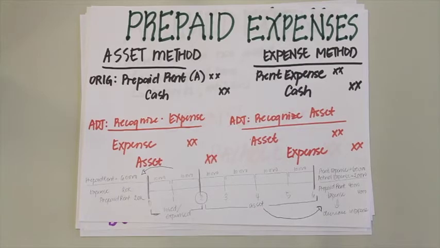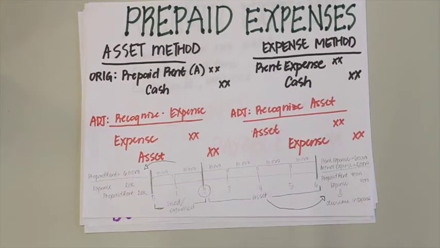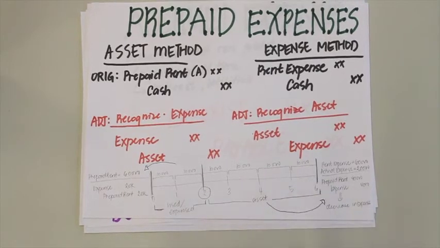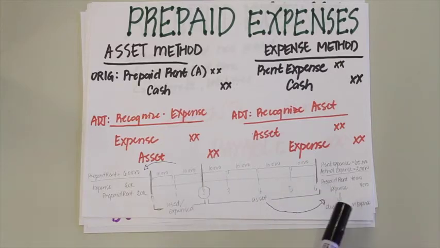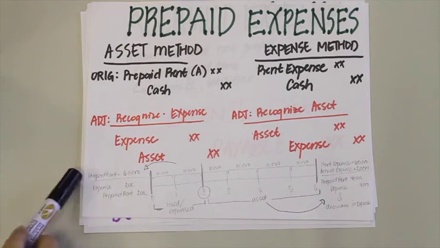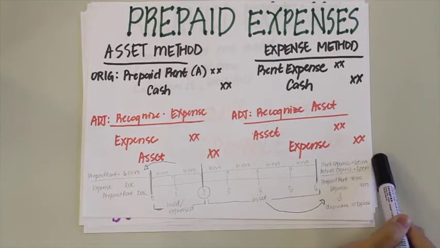The easiest way to compute for the amounts under the 2 methods is to use a timeline as shown here. For example, you paid 60,000 rent on month 0 for 6 months. So that would mean you would have to pay 10,000 pesos of rent for every month. Under the asset method, you would have recognized a prepaid rent of 60,000. Under the expense method, you would have recorded a rent expense of 60,000.